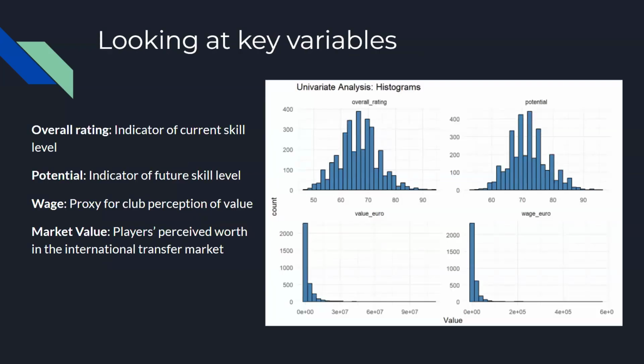So looking at some key variables, we have picked four: overall rating, potential, wage, and market value. Why I feel that these are very important is because the overall rating is an indicator of the current skill level of a player. The potential is an indicator of the future skill level of a player. The wage is the club's perception of the player's value. And the market value, or the overall value, is the player's perceived worth in the international market.